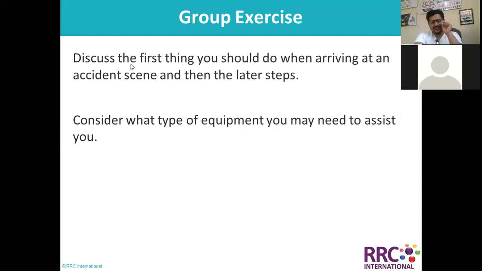I'm repeating again, discuss the first thing you should do when arriving at an accident scene, and then the later steps. Like you mentioned, report it, gather information, gather all feedback from people who was there. Or you will secure the scene first. Like you'll barricade and no one can approach that area. Or the first thing you'll make sure to get some information and report it. But ultimately, reporting is more critical. It must be reported. And the scene should also be secured so that no one else can approach that area, any unauthorized, irrelevant persons.